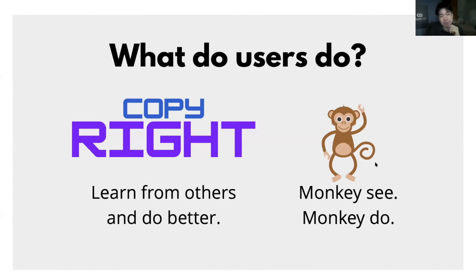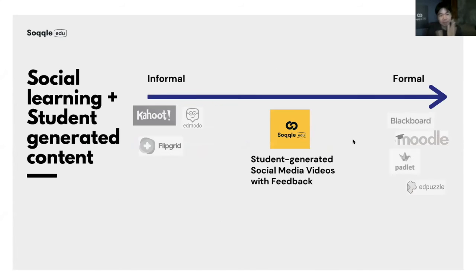So what do we want users to do? We have this copyright thing where copy is right. We want students to learn from each other and do better, and in a sense, have this monkey see, monkey do concept. So we are in between the formal and informal concept. We are student generated. We are literally like TikTok or Instagram, and we help students generate content for the class.